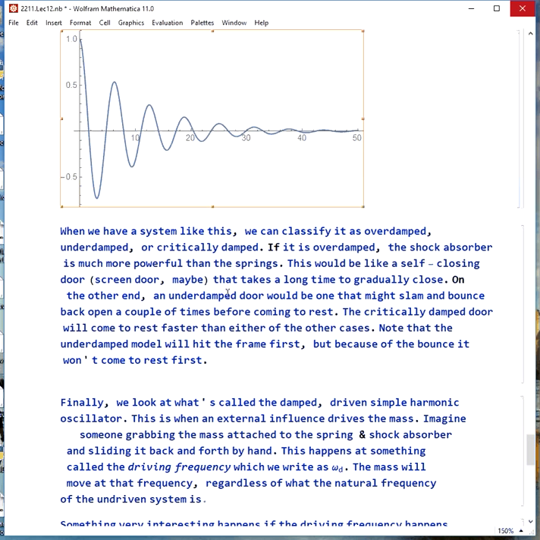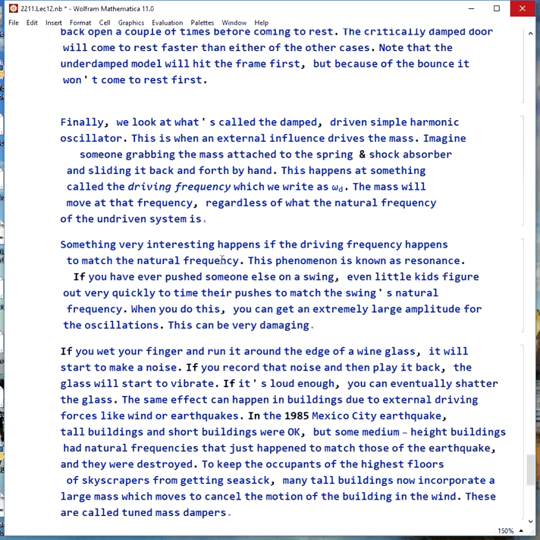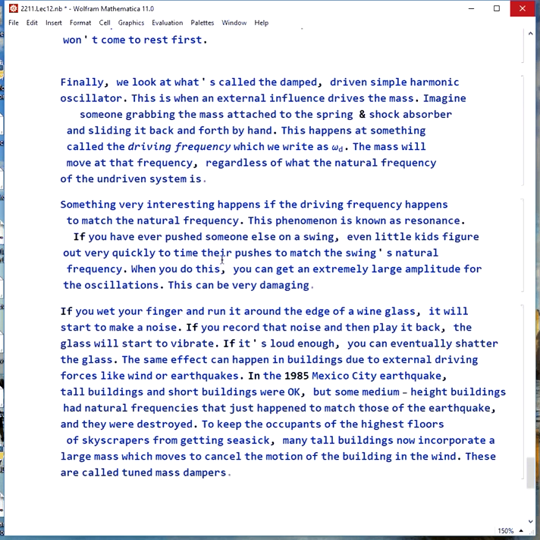Then we can look at the damped-driven simple harmonic oscillator. Here you could imagine we have an external influence pushing the mass back and forth. For example, you could be grabbing the mass attached to the spring and shock absorber and sliding it back and forth by hand. This is called the driving frequency, however fast you choose to move it. The mass moves at that frequency no matter what the natural frequency would be if you let it go.